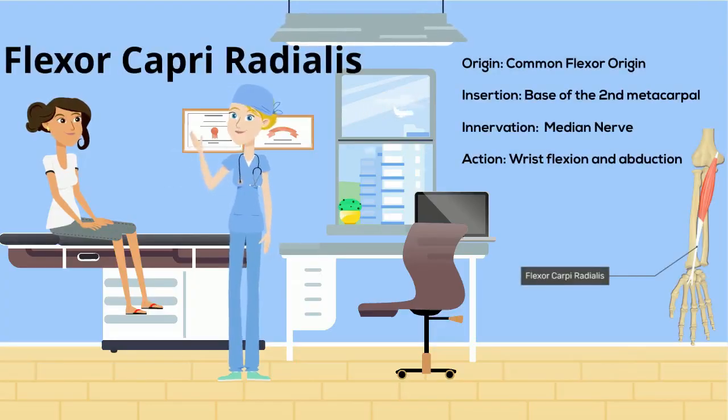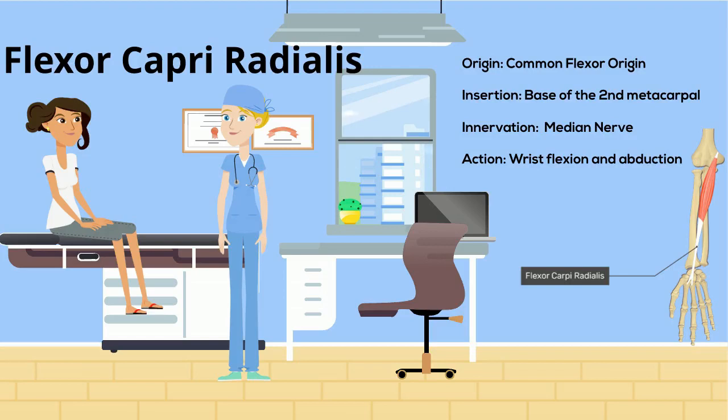The flexor carpi radialis is a muscle in the forearm that plays a crucial role in the movement and stability of the hand and wrist. It is one of the primary muscles of the flexor group in the forearm and is located on the anterior side. So the origin of the flexor carpi radialis is a common flexor origin.